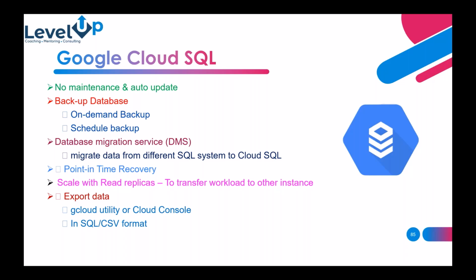Okay. Backup database, on-demand backup, scheduled backup. That means I can say once in every 2 hours, once in an hour, once in a day, once in 15 days, database backup has to happen. It will happen automatically. And we have a Database Migration Service. Migrate data from a different SQL system to Cloud SQL by using DMS. And we have point-in-time recovery. That means we can recover the data from whichever point that we want. We'll discuss more about that in later classes.